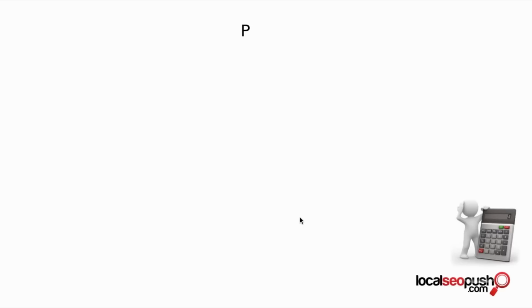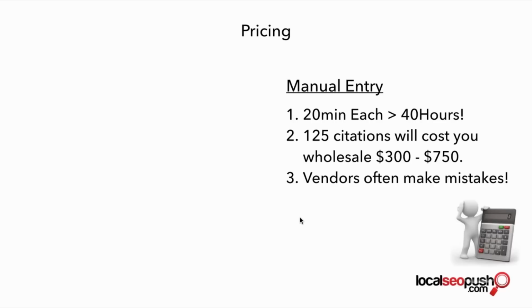So let's talk about what your options are when you sell SEO. One option is manual entry, which means going to each one of those directories manually and entering the data. You can do it yourself. We did it once or twice to see how long it takes. Overall, the average is about 20 minutes each.